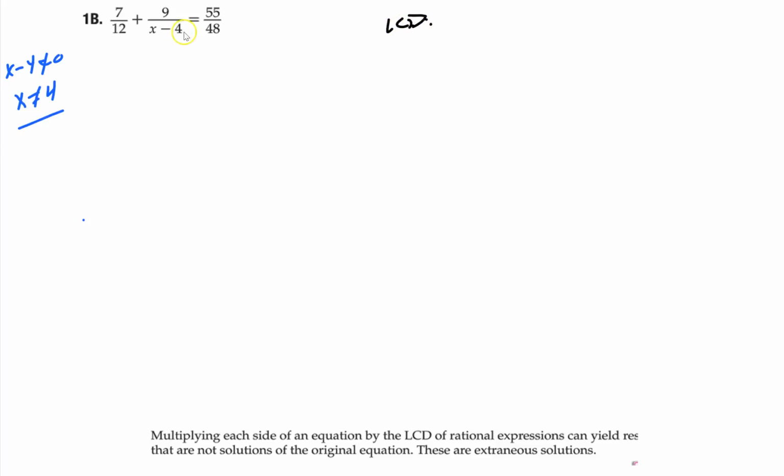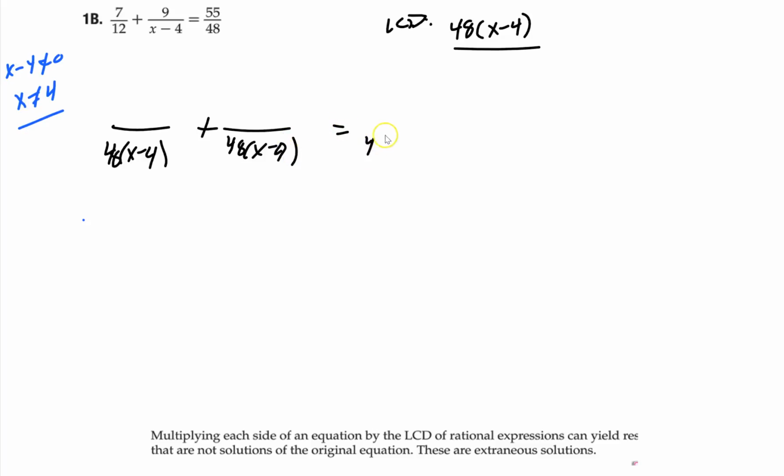The easy way to think about it: if you're going to add them, what's the common base? Well, I need the x minus 4, that's for sure. And I have to find the LCD of 12 and 48. What do they both go into? 48. 12 times 4 is 48. So that's my LCD. Now let's rewrite this with the common LCD. This is 48, that plus 48 x minus 4 equals 48 x minus 4.